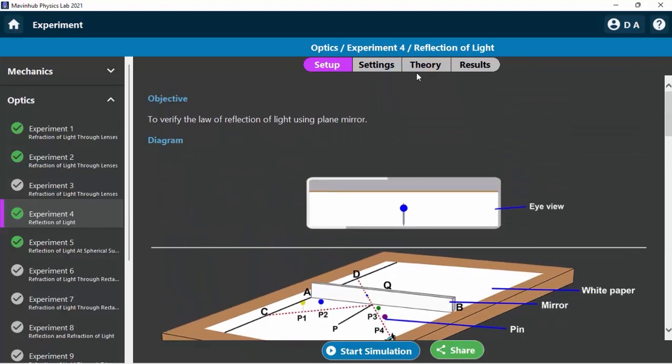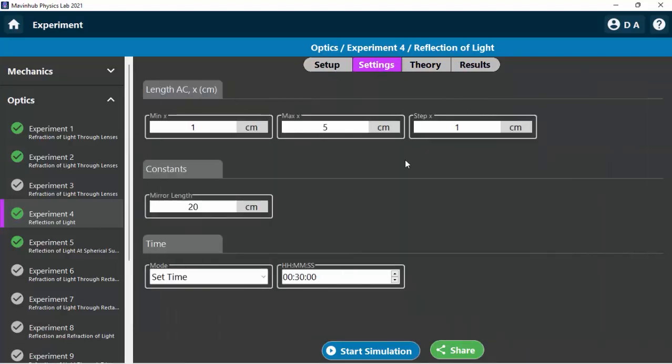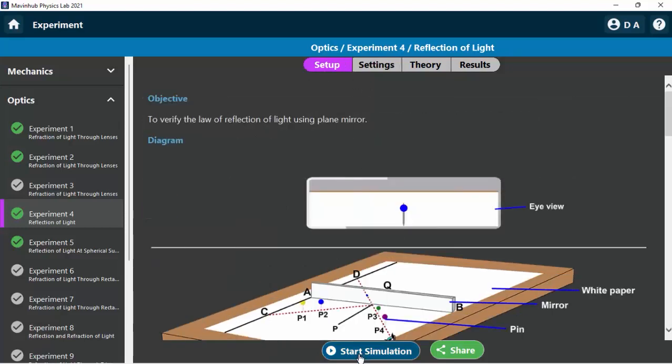So let's look at the settings. In the settings, we are going to vary x from 1 to 5 using a step of 1, and we are assuming that the length of the mirror is 20 centimeters. So let's start the experiment.